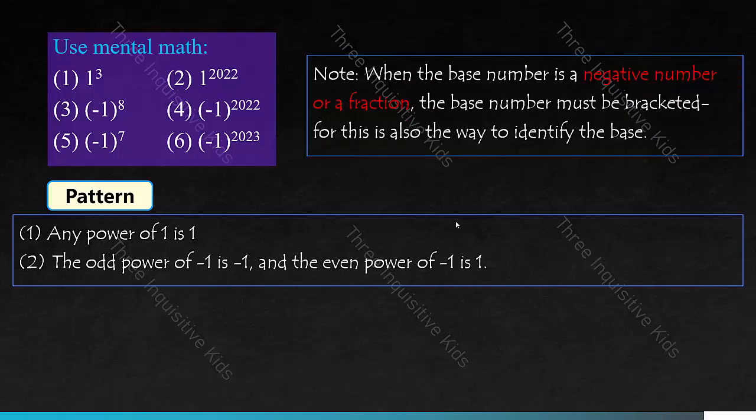When the base number is a negative number or a fraction, the base number must be bracketed, for this is also the way to identify the base. You'll see why in just a second.